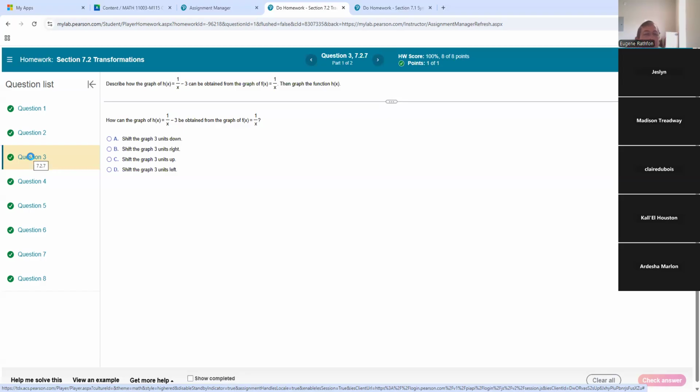All right, y'all, number 3 here. h of x equals 1 over x minus 3. They're telling you you're starting with the 1 over x graph. But what's that negative 3 doing to that graph? Are you going to pick A, B, C, or D? Are you going 3 units down, 3 units right, 3 units up, or 3 units left?